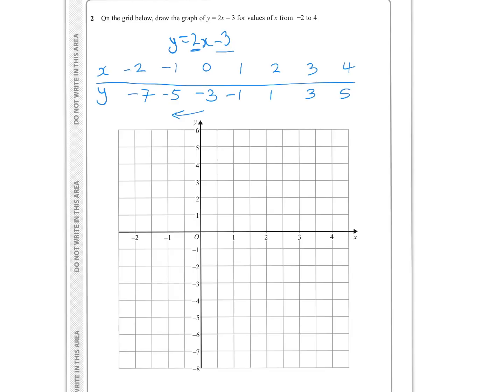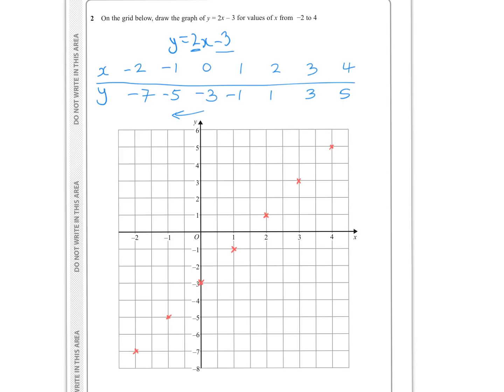And then I'm just going to plot these points. So 0, -3, that's the y-intercept. And then 1, -1, 2, 1, 3, 3, 4, 5, and then -1, -5, -2, -7.